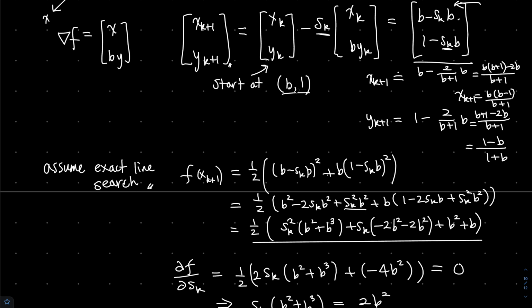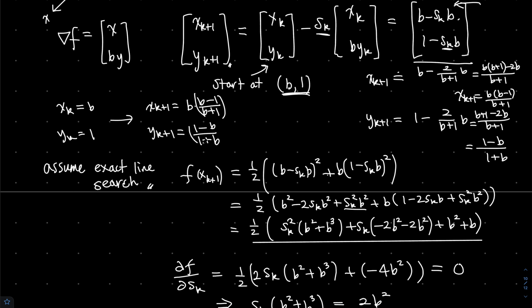So we started at b plus 1. Xk was b and yk was 1. And these values became xk plus 1 equals b times b plus 1, b minus 1 over b plus 1. And yk plus 1 became 1 minus b over 1 plus b. So these ratios have been multiplied to the original values.